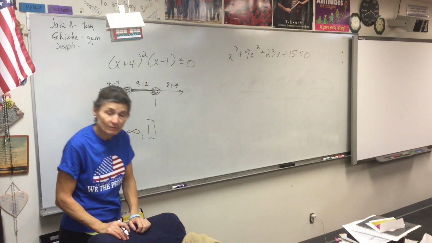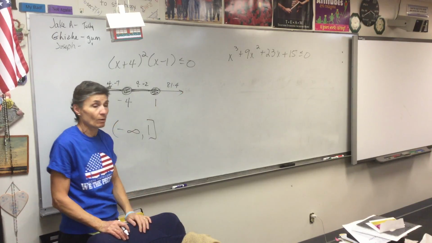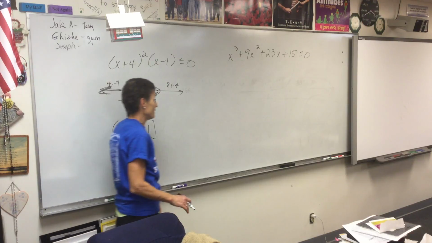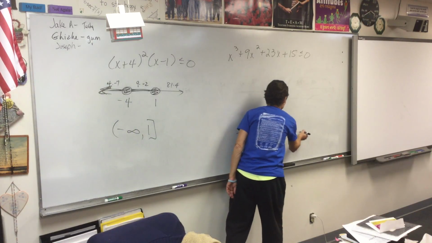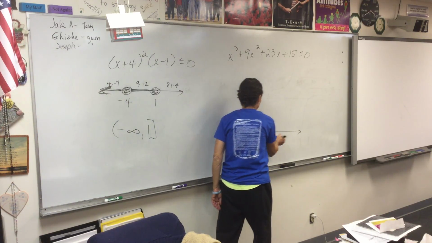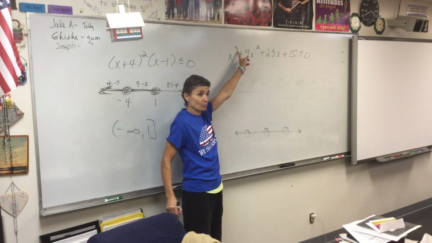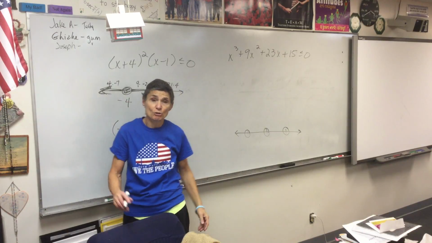First thing, notice I moved that 15 over, so I had my 0. In an inequality, I want to have a 0. Now I got to figure out, here's my number line. I got to figure out where my dots are going to be. And by golly, I know I'm going to have 3 of them. I know I'm going to have 3 dots because this is an x cubed problem.